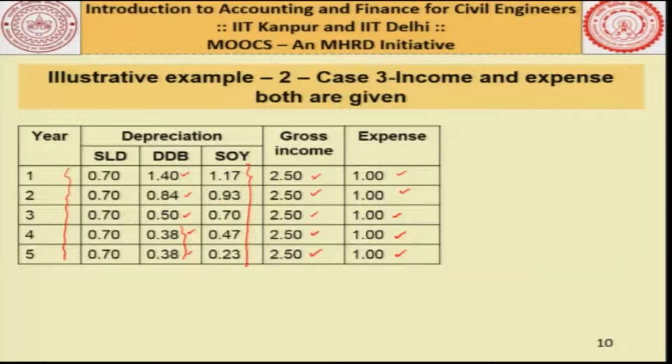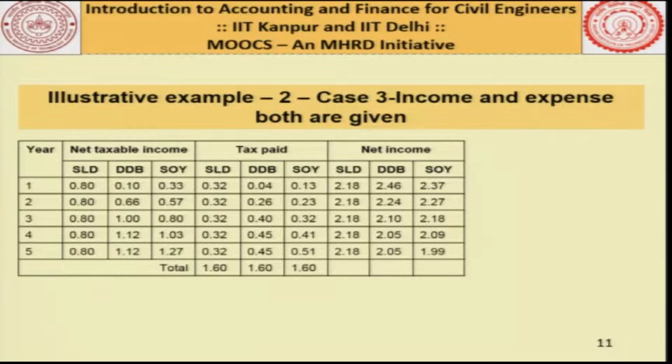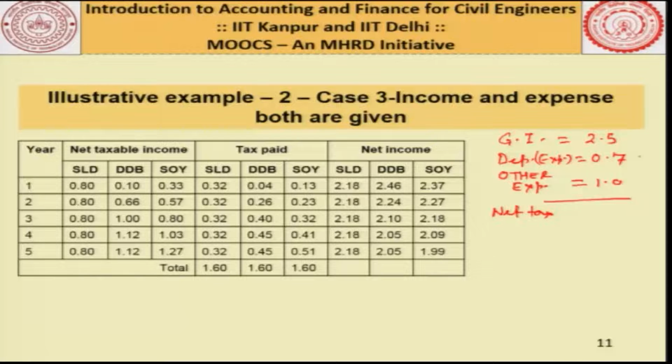Now, let us see how we perform further calculation. So, your gross income is 2.5 lakh. Your depreciation, which is an expense for accounting purposes, comes to 0.7 using a straight line. Your other expenses, and remember these expenses are admissible for taxes, are 1.0. So, my net taxable income is how much? 2.5 here, you subtract this and this, so total expense is 1.7, so 2.5 minus 1.7 is 0.8.